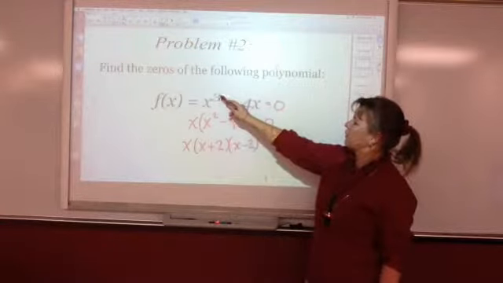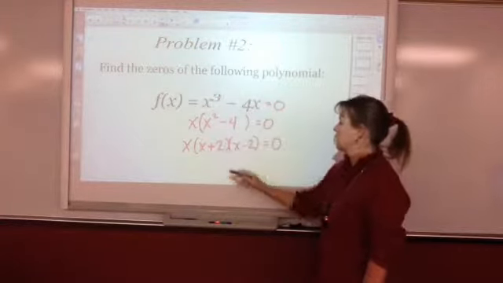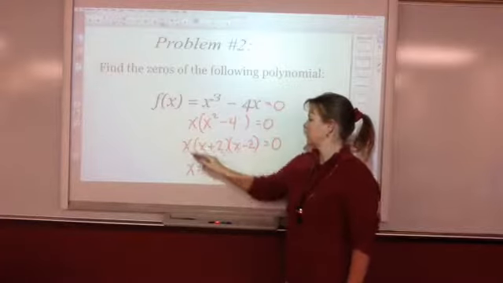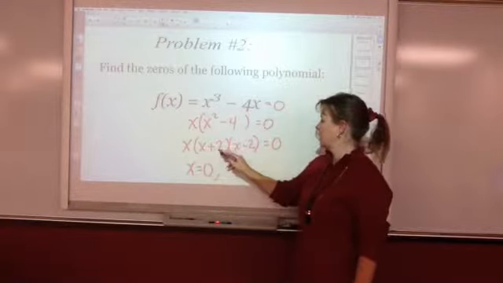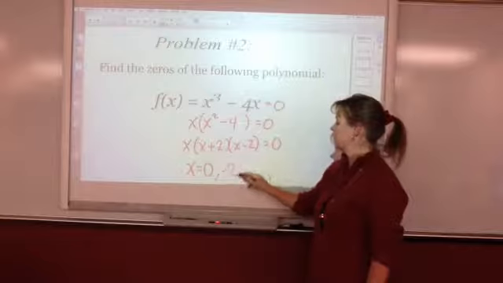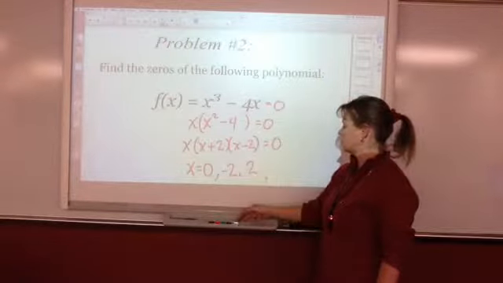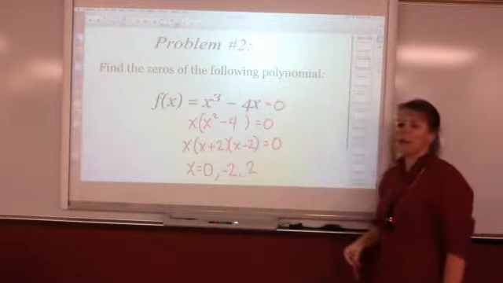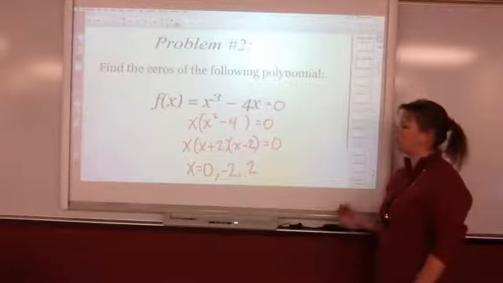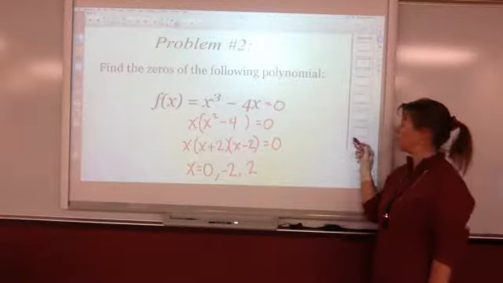3 x's, or 3 for the exponent, means there should be 3 zeros. Your first 0 is here. Your second 0 is the solution to that factor. Your third 0 is the solution to that factor. Plug it back in, double check your answer, or graph it and check for those 3 zeros.